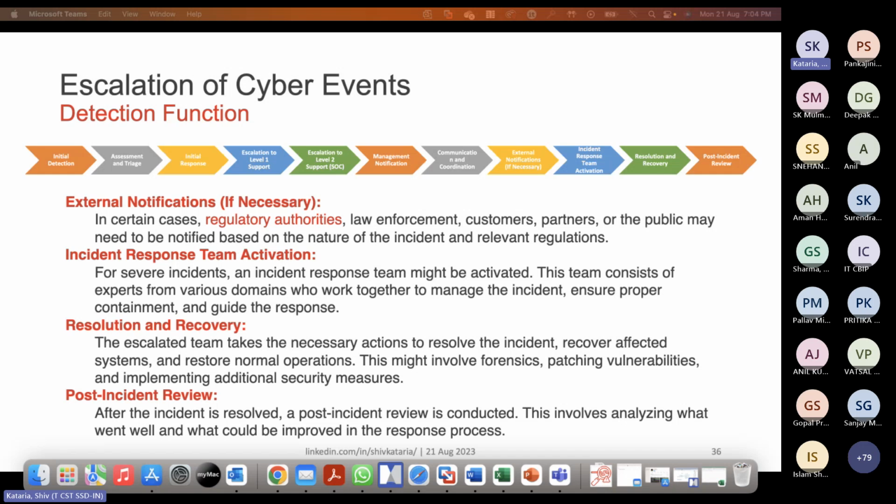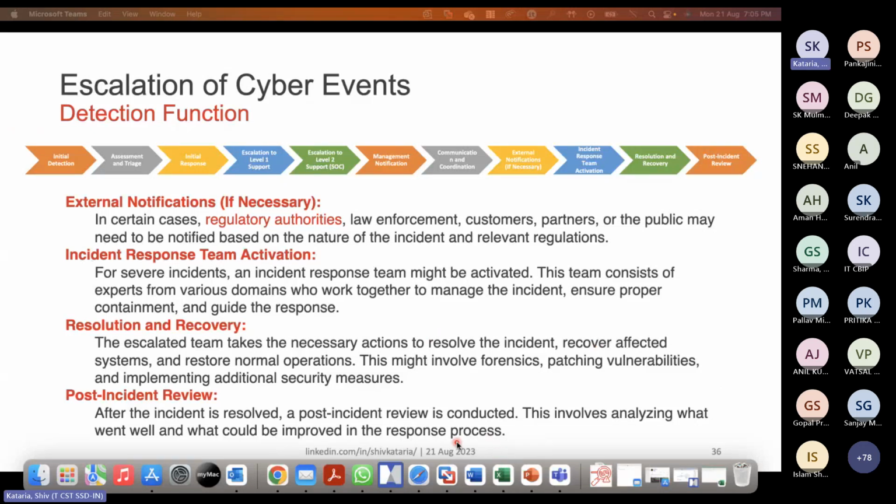And after all of this activity, there is what is called the post-incident review. This typically involves actions like documenting what has gone wrong and also logging those things for future training and awareness of the people who are working on the security side.